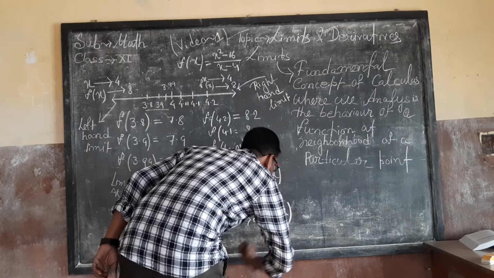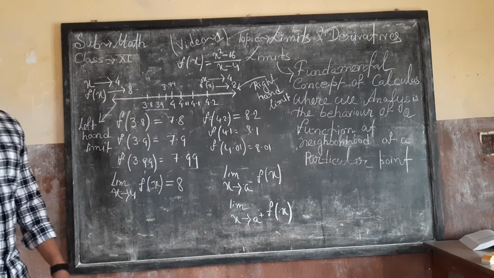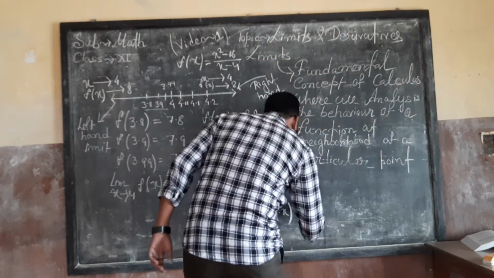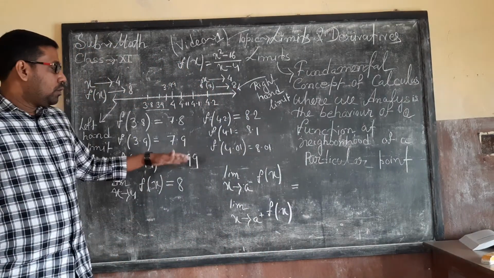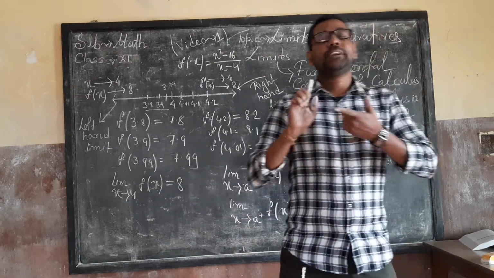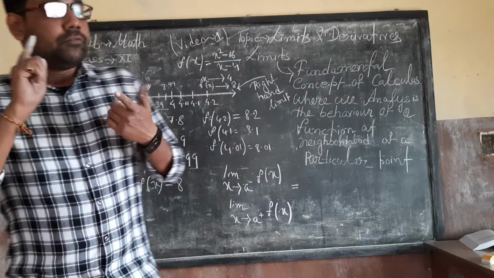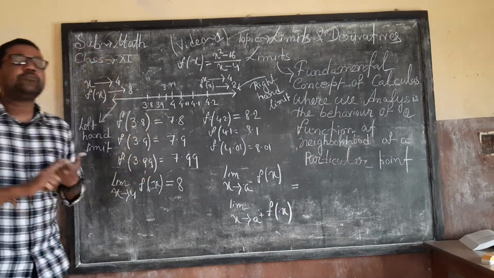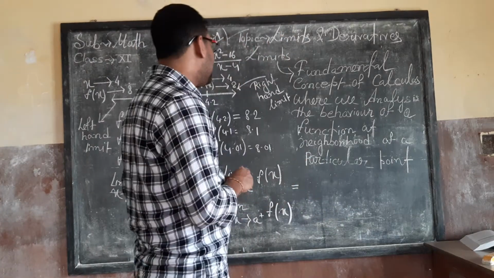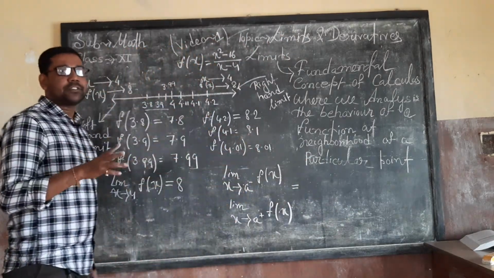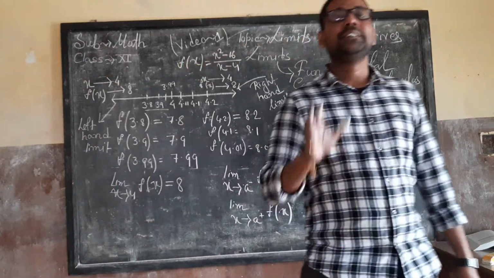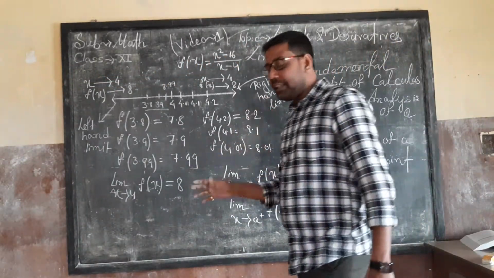This is the notation of the right hand limit, and when these two are equal, that means the value of the left hand limit tends to a particular value, and the right hand limit for a particular function also tends to the same value. This time the limit exists for this particular function at a particular point. This is the concept of the limit.